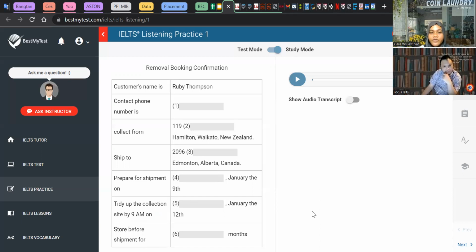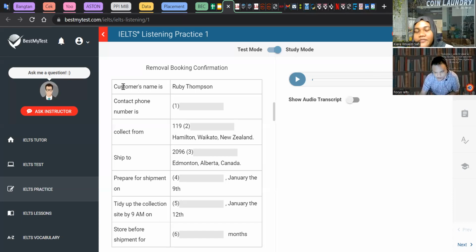Okay, so store before shipment for here means that, because this is a removal booking confirmation, and this is about a parcel, you need to store or keep your stuff before the shipment. For is more about duration, how many months or years you need to keep your stuff before the shipment. Oh, okay, thank you. Now that's clear.